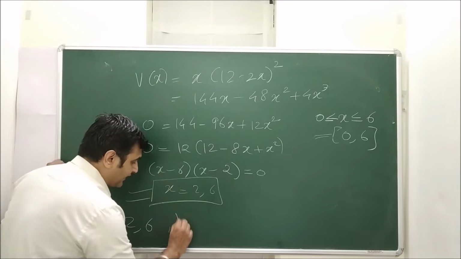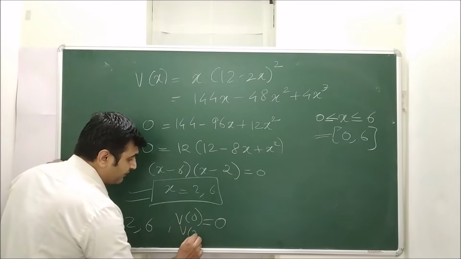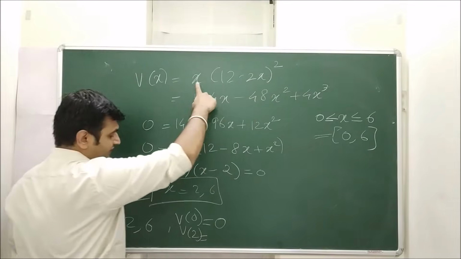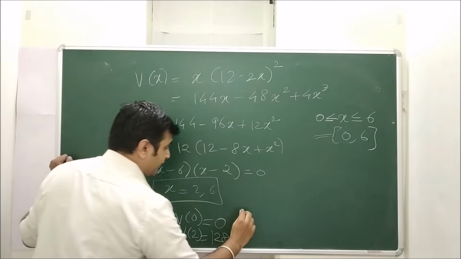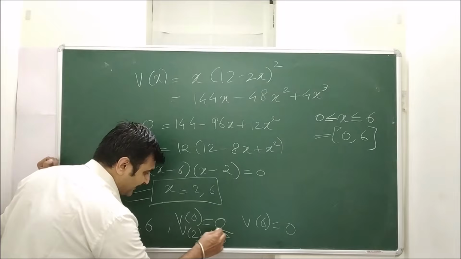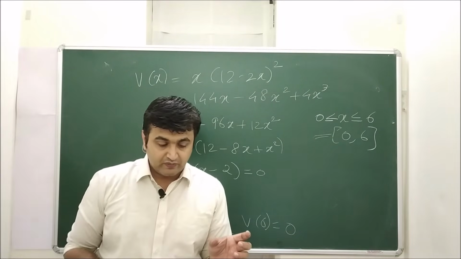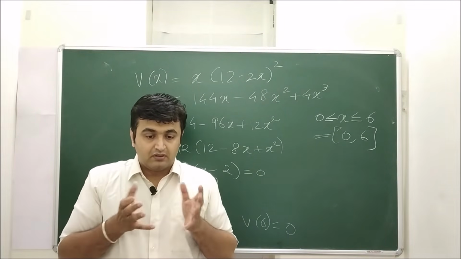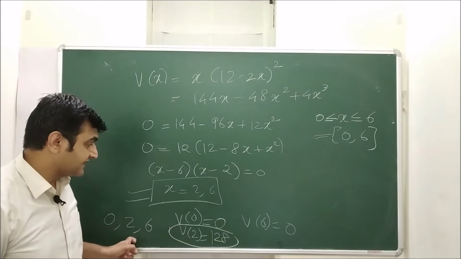And now you find the value of the function. So what will be v of 0? Your v of 0 will be 0. What will be v of 2? 12 minus 4 is 8, 64, 64 2s are 128, and then you find v of 6. V of 6 is again 0. So the maximum value is 128. So you should cut squares of side 2 so that the box can hold as much as possible. Okay, so therefore the value of x is 2.